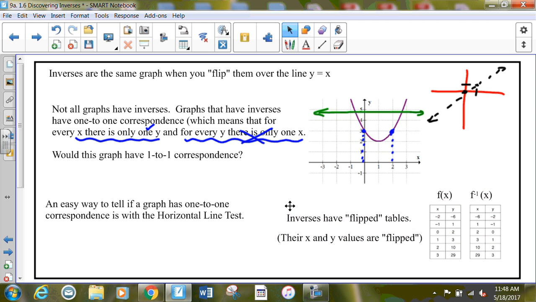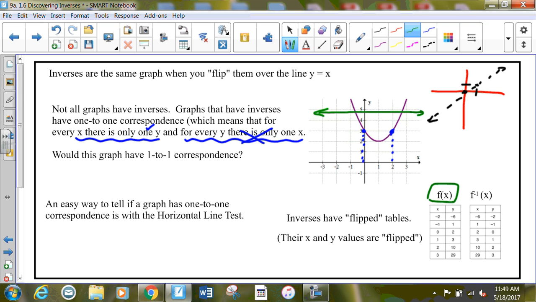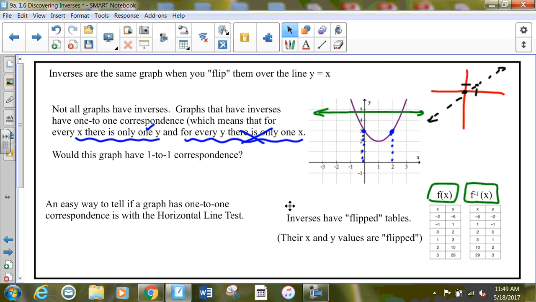Okay, inverses. When we have a function that has one-to-one correspondence, and we know that it has an inverse, their tables are going to look really interesting. Let's say for this function f of x, when x is equal to -2, y is equal to -6. Its inverse is going to have the opposite thing happen. Instead of the y being -6, it's the x being -6. The whole table flips. I'm not telling you anything new. I know that you did this in Algebra 2 Trig last year, but this is just a good reminder.